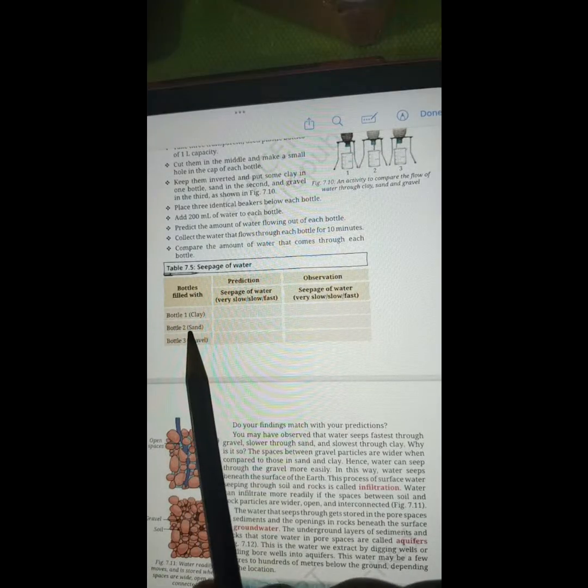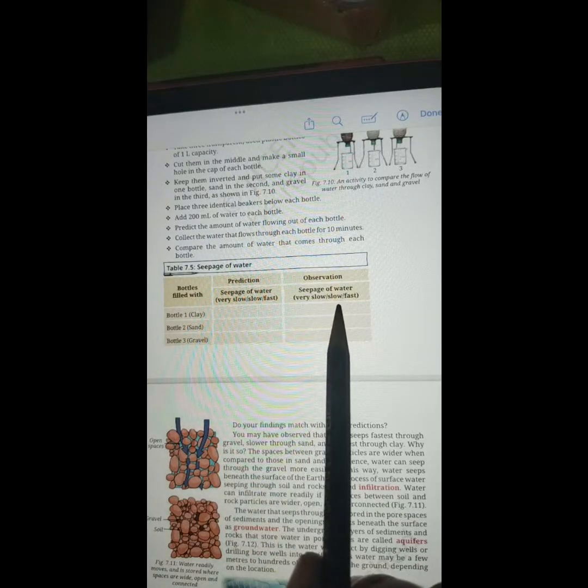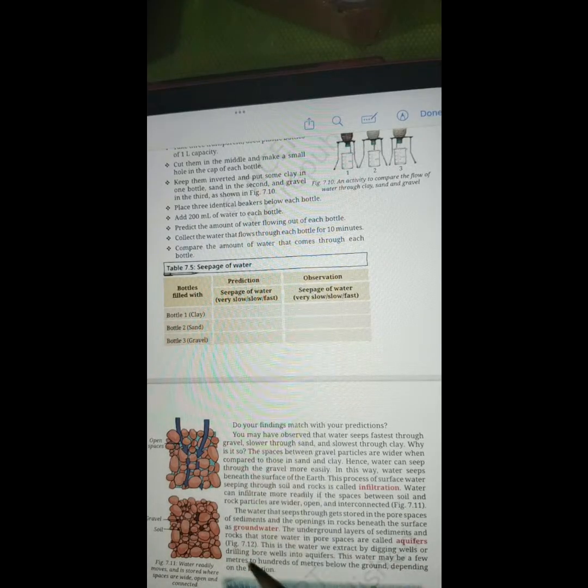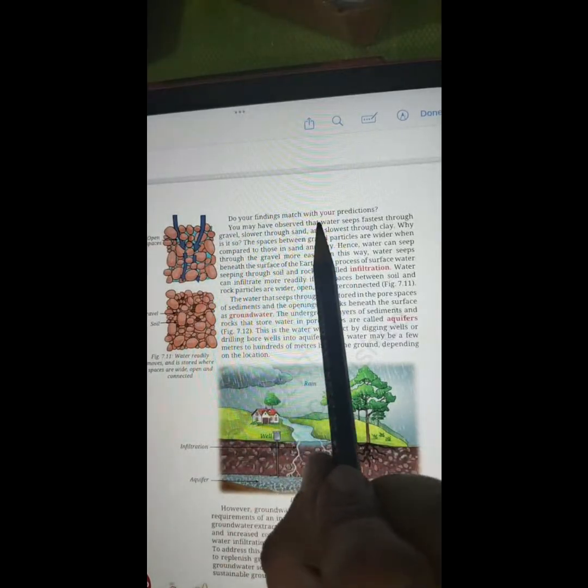So you need to check for clay, sand, gravel. This is your prediction. This is your observation. It could be very slow or fast as a prediction. Same words can be used for observation. Do your findings match with your predictions?